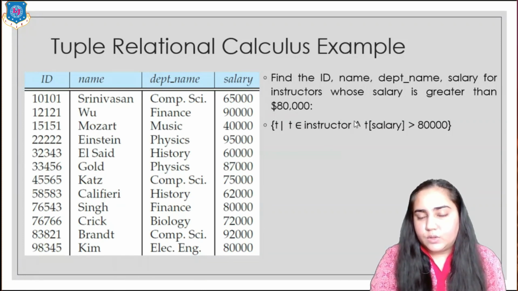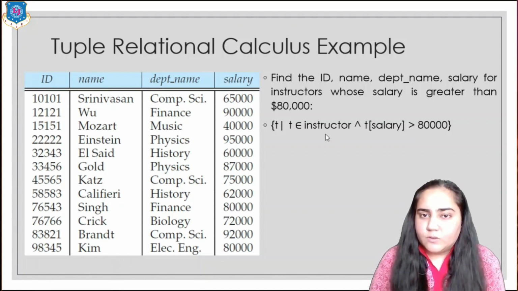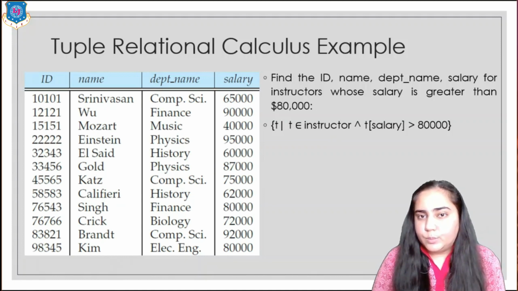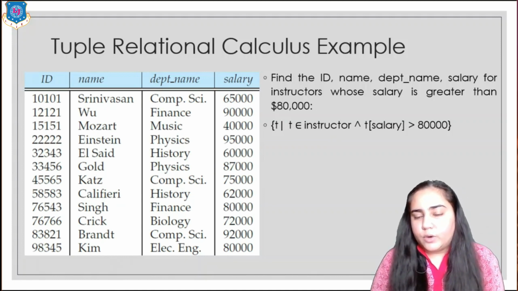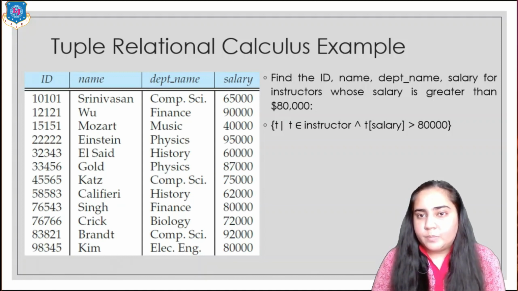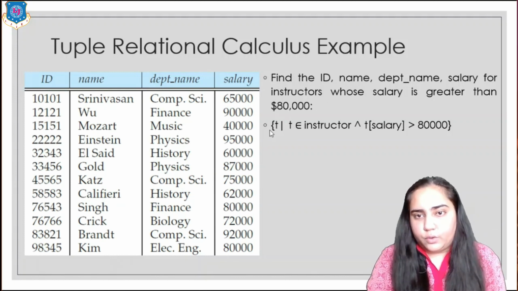And this symbol right here, you're familiar with because we were using it in relational algebra. This symbol means and. So T belongs to instructor and T, and then in box brackets, salary, which means we are talking about the salary attribute of T. And then we are putting the condition that this is greater than 80,000. Notice that there is no mention of columns in this because this is tuple relational calculus. It does not work on the basis of columns, and plus we are actually trying to get all the columns. There are 4 columns and we are trying to get all 4.